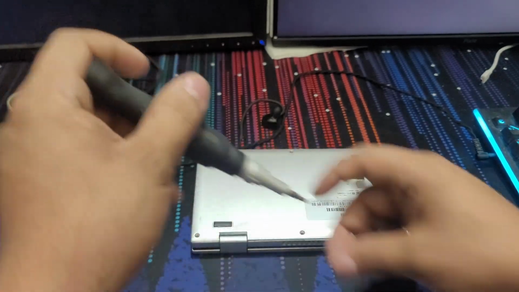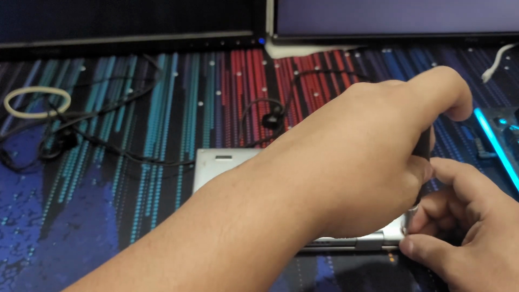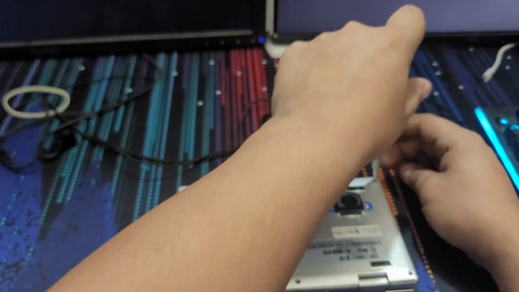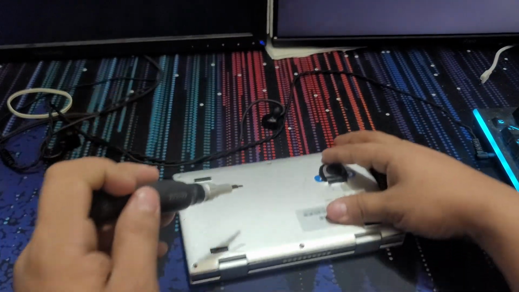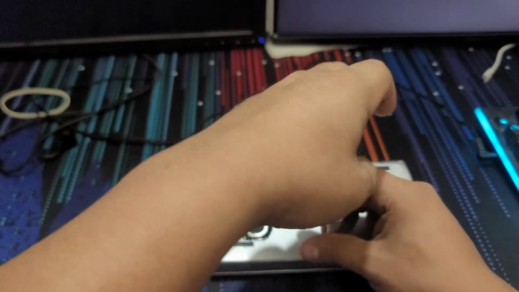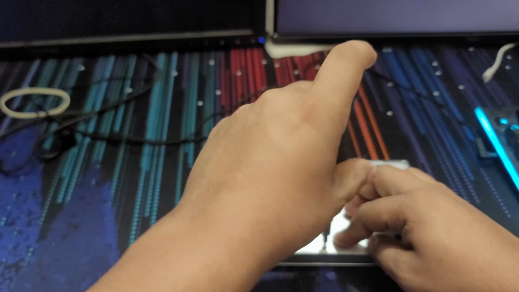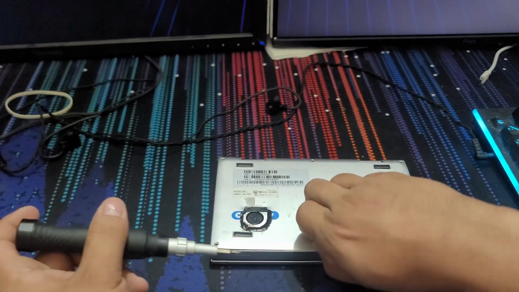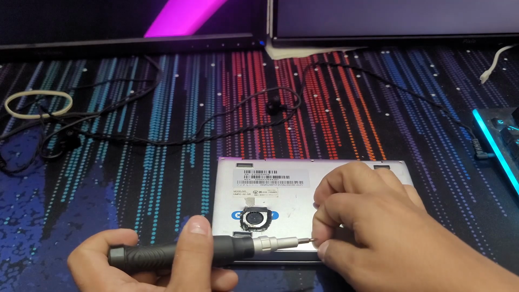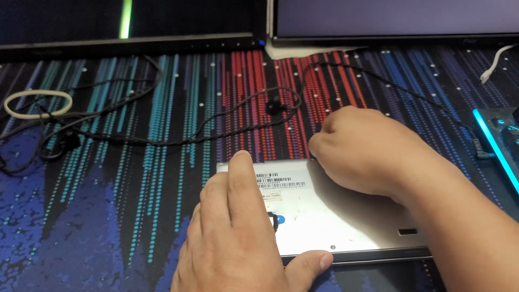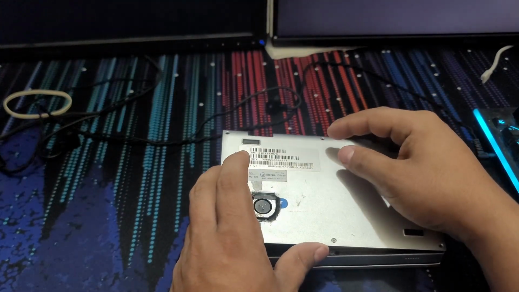I'm going to disassemble this really quickly so I can show the internals and give a quick overview of what's inside. Don't mind the bending. That won't happen on your unit. It's only because mine is very heavily modified. Oh well. 1, 2, 3, 4, 5. Okay, that was the last one. There we go.